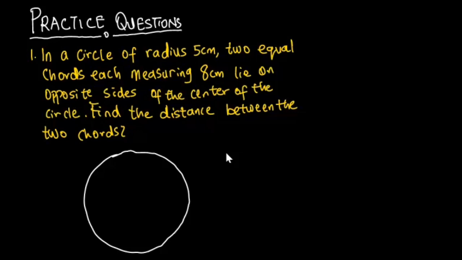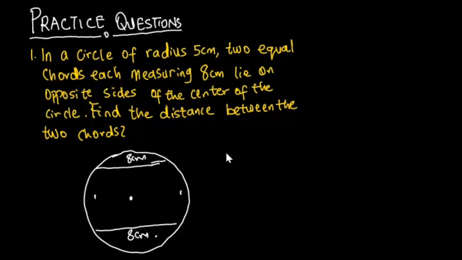Now it says two equal chords. Now what makes the chords equal? Because they both measure 8 centimeter. And they lie on opposite sides. What does it mean? If this is your center, this is one side, this is the opposite side. Or if I'm taking this side, this will be the opposite side. So we have a chord on this side. This chord is 8 centimeter. On the other side, that's on the opposite side, we also have another chord of 8 centimeter. So these are two chords on opposite sides.